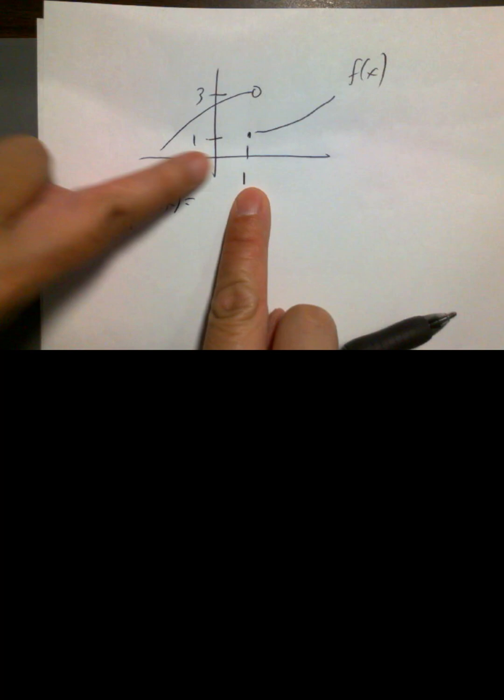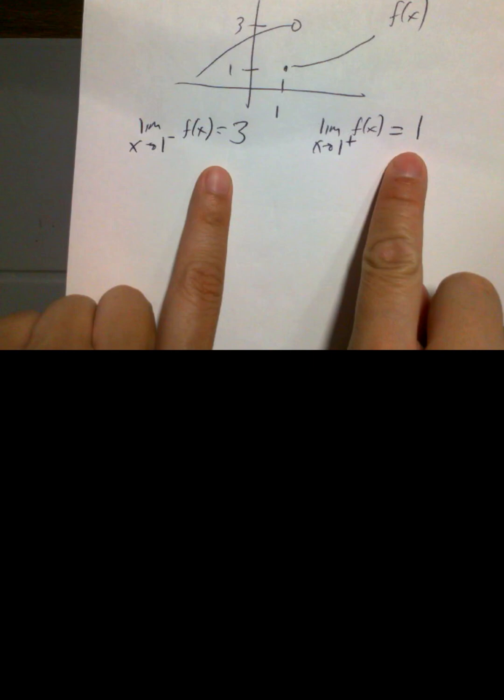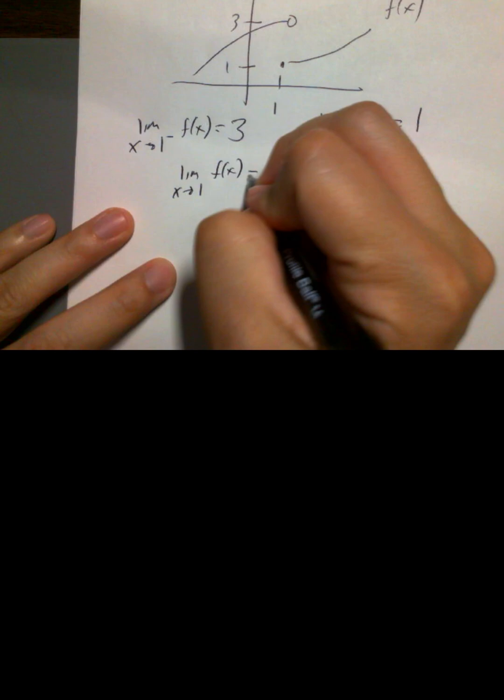For the limit of this function as x approaches 1 from the right, I would go to 1, and now I would approach it from the right side, going left toward 1. Now the function is approaching a value of 1. Because these are not the same value, if I am asked for what the limit as x approaches 1 of the function is, remember that's a two-sided limit, I would say this is undefined or does not exist. The two-sided limit only exists if the two one-sided limits converge to the same value.